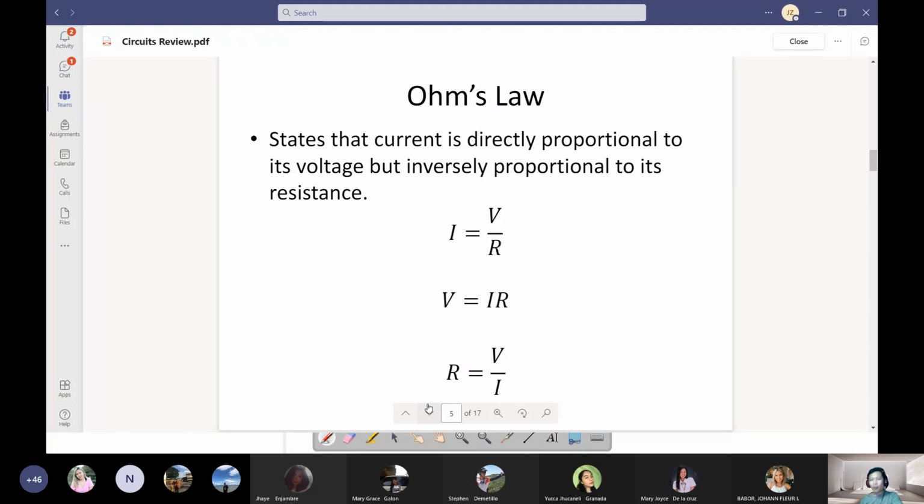Next, Ohm's law. Of course, when current, voltage, and resistance come together, there is a law called Ohm's law. The definition of Ohm's law states that current is directly proportional to its voltage, but inversely proportional to its resistance. Or in terms of formula, I is equal to V over R. It is directly proportional to voltage but inversely proportional to resistance. Or from this formula, we can rearrange this to become V equals IR. Or also, we can rearrange this to R is equal to V over I.